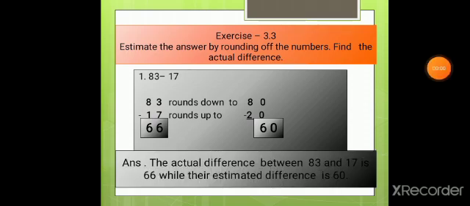You will write the answer line that the actual difference between 83 and 17 is 66, while their estimated difference is 60. So 66 is your actual difference and 60 is your estimated difference.